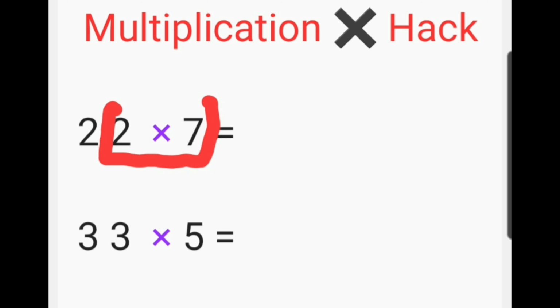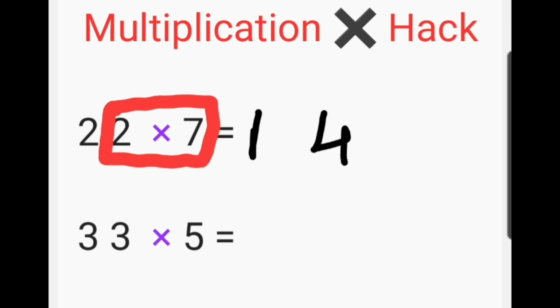So let us add these two numbers. 22 multiplied by 7 is, let us see, 2 sevens are, first write down 14. Okay. So let me use other color for this. Yeah. So write down 2 sevens are 14.